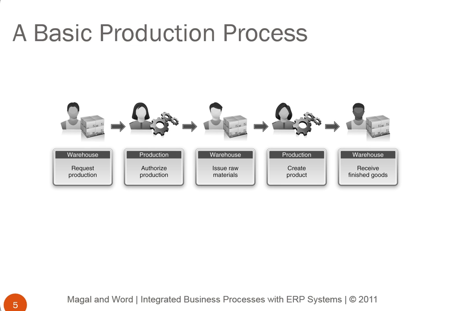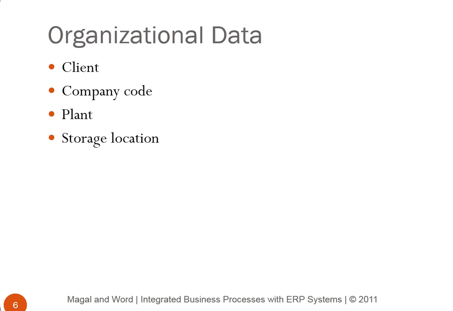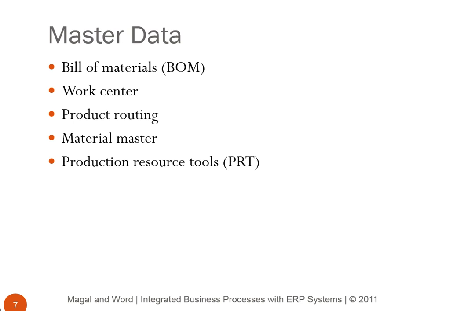The basic production process consists of, first, you have to request production, create a planned order, and convert that planned order into a production order. Then, related to the production order, you have to issue the raw materials that are needed. And then of course, once you have the raw materials, you create the product, and then you receive the finished goods. The organizational data levels in the production module are the client, then the company code, plant, and storage location.